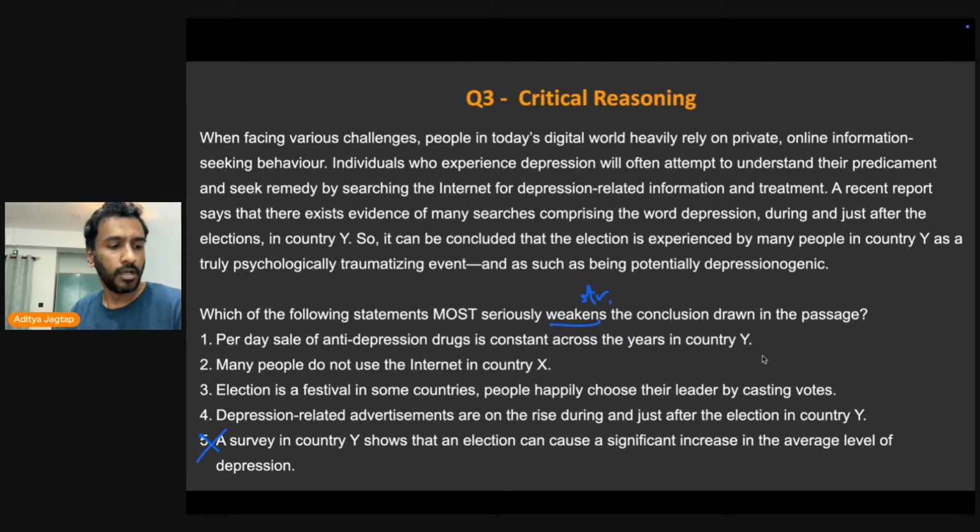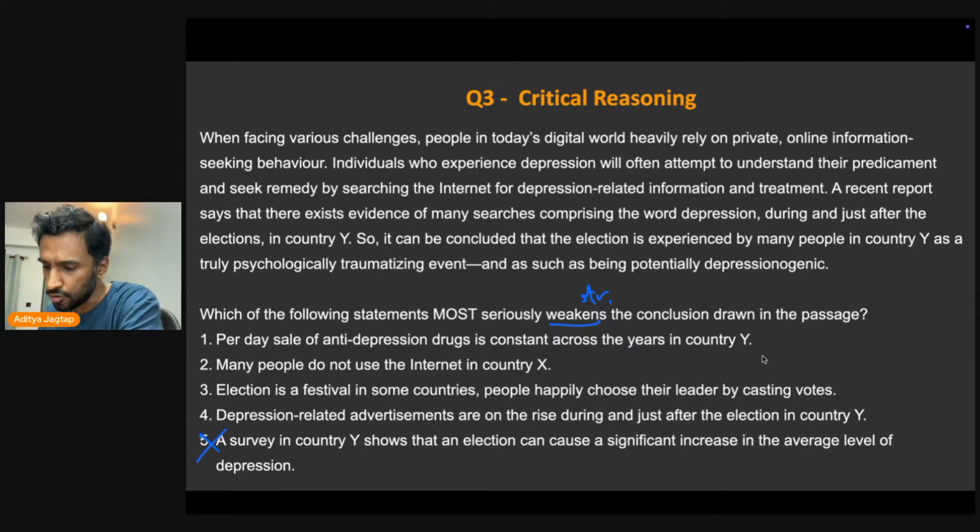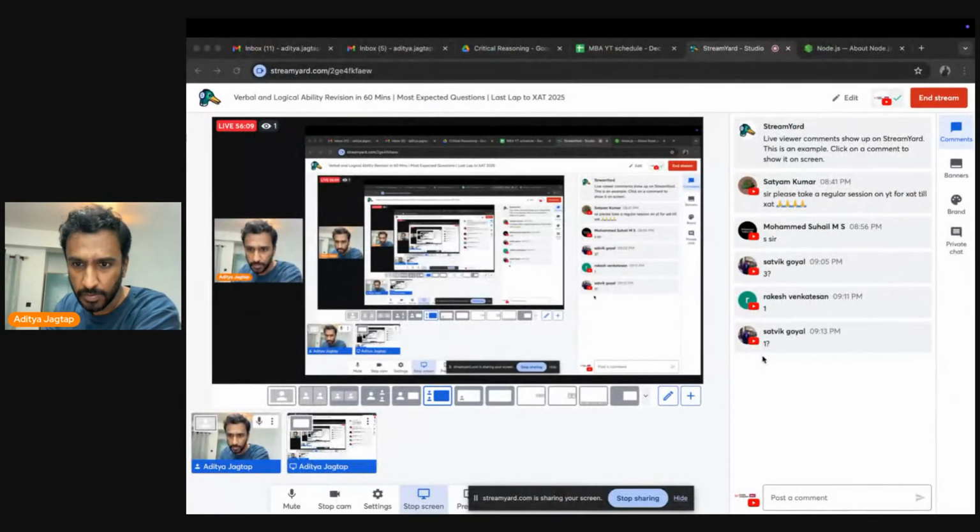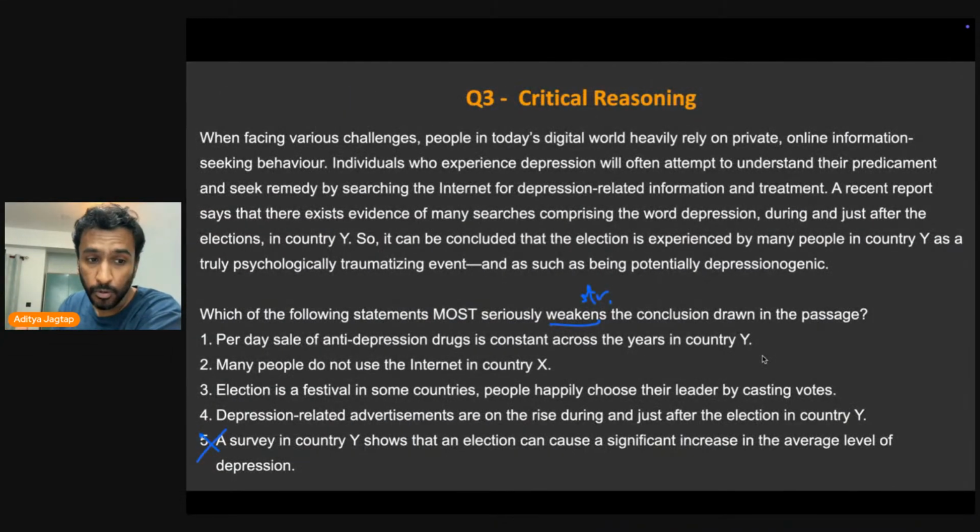It's not our answer. Now option 4: depression related advertisements are on the rise during and just after the election in country Y. So if this is true, depression related advertisements are on the rise during and just after election in country Y. This is a previous year question. This is a 2023 question. Many students actually went with option 4. Let me see what people have gone with here. Many people have gone with option 4 in the exam.